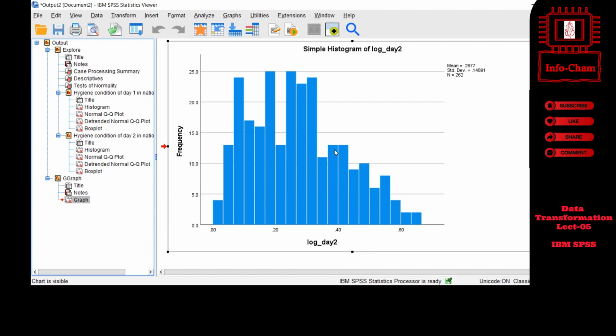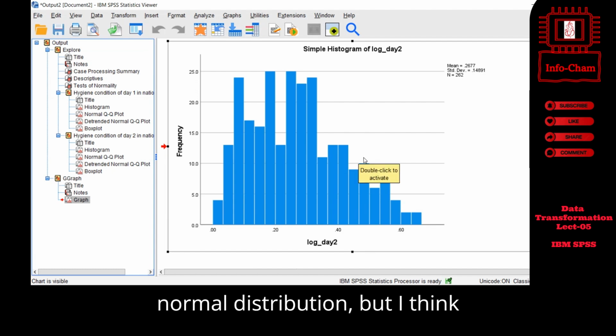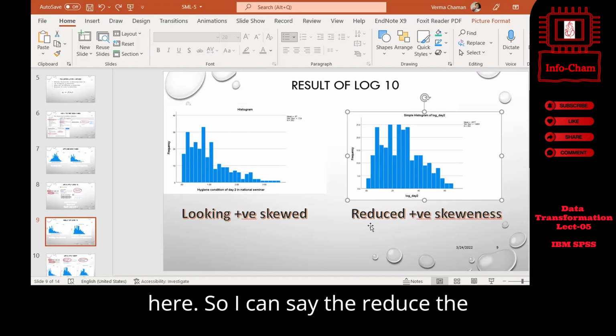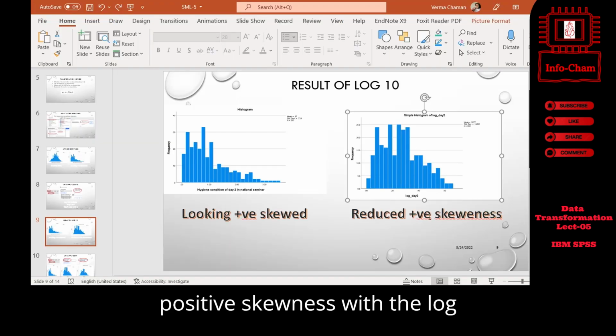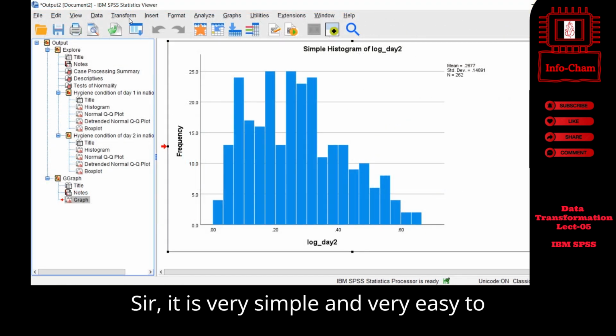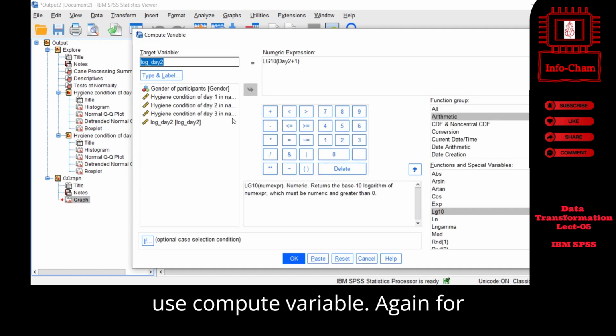So it means to say it is not exactly a normal distribution, but I think this transformation works well as compared to the original. So I can say it reduced the positive skewness with the log transformation, log 10 technique. So you will say, sir, it is very simple and very easy to use. Compute variable. Again for the compute variable.